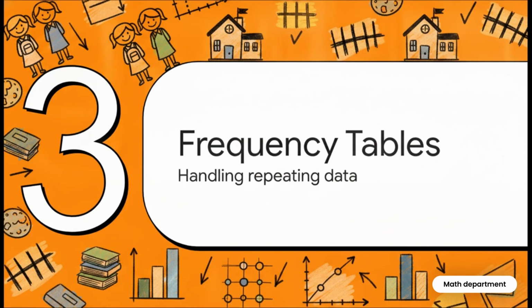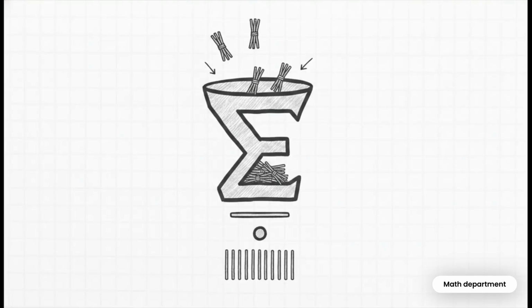All right, Section 3, Tackling frequency tables. Now, what if you're surveying a whole school? You obviously can't just write out 1,000 individual numbers in a single massive line. We need a smart way to handle lots of repeating data without adding forever. Enter the frequency table formula. And hey, don't let those Greek letters scare you. That giant E shape, it's just the sigma symbol, and literally all it means is the sum of.